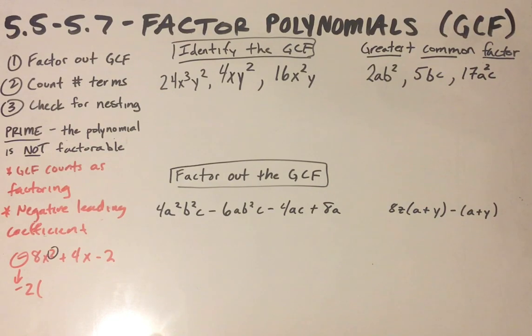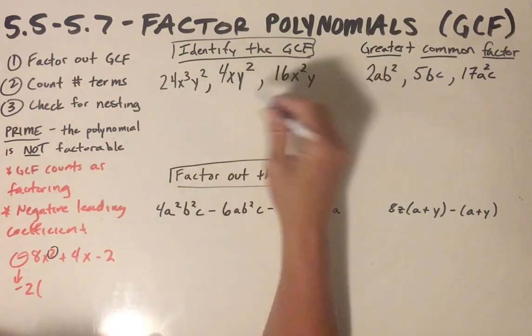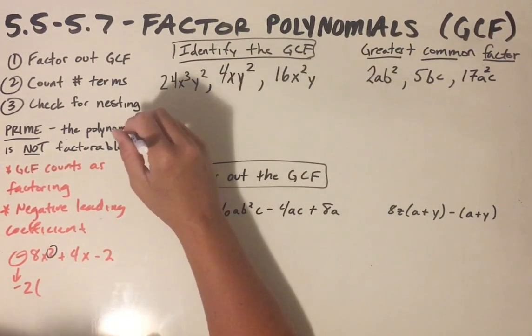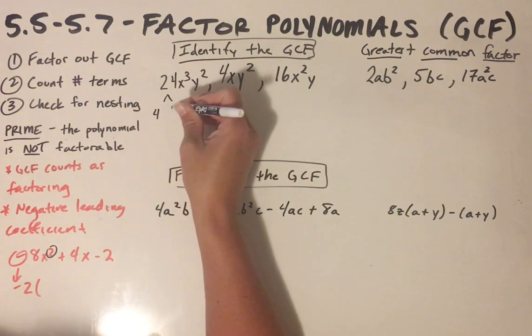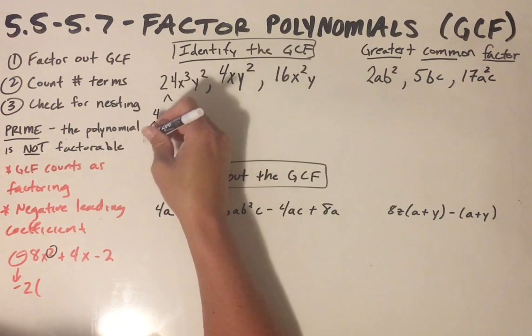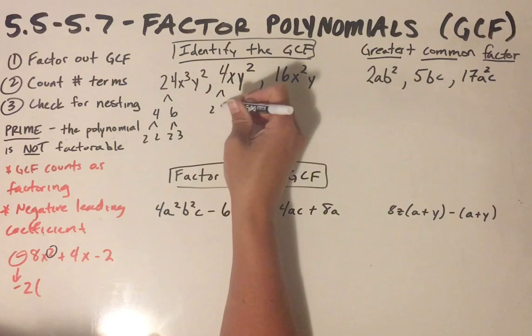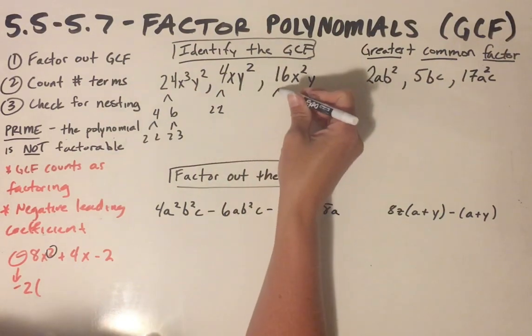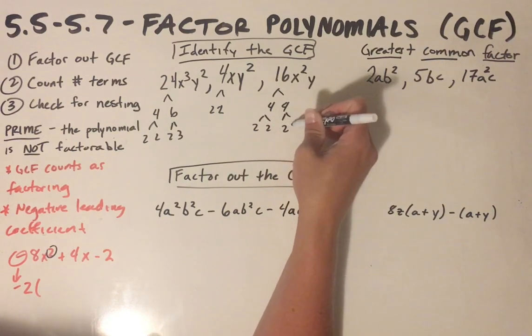Okay, so let's rewind for just a second and talk about how we identify the greatest common factor. Well, to identify the greatest common factor, you factor the terms that you're given. So notice that these are separated by a comma, not addition or subtraction. And what we're going to do is we're going to say, okay, well, 24 factors down to 4 times 6, which factors down to 2 times 2 and 2 times 3. 4 factors down to 2 times 2. 16 factors down to 4 times 4, which is 2 times 2 times 2.